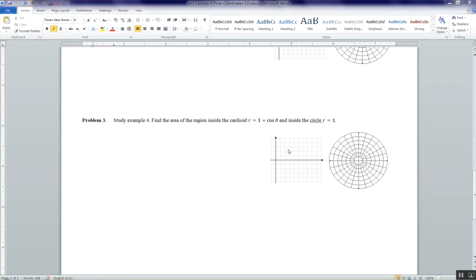Now let's look at the very last problem. Here we want to look at the area of the region bounded by these two curves. One is the cardioid r equals 1 plus cosine theta. The other one is the circle r equals 1. Again, the r equals 1 is fairly easy. That's just a unit circle, center at the origin.